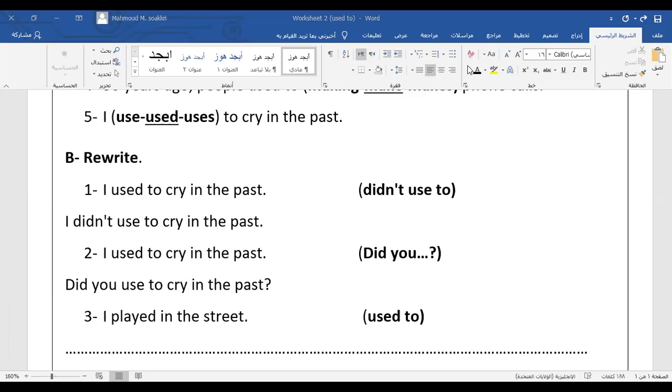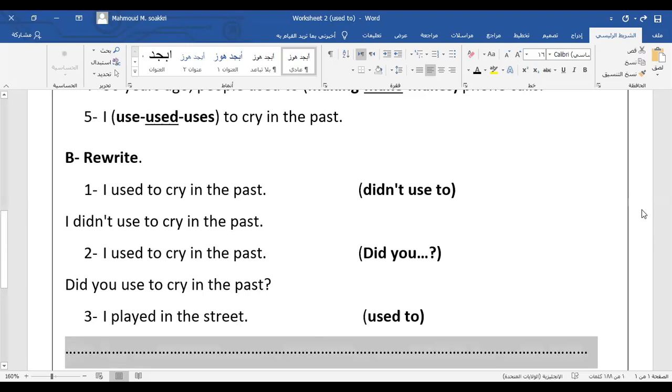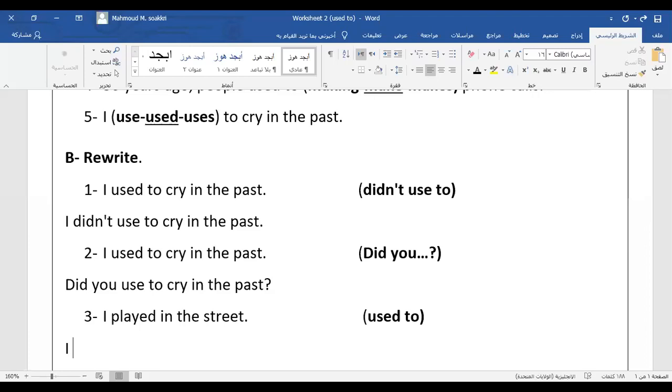Tayyib, yes, teacher. Number 3. I played in the street. I used to play in the street. But Tayyib, after used to, we use verb 1. Played is verb 2. Play. Play, that's right. In the street. Well done.